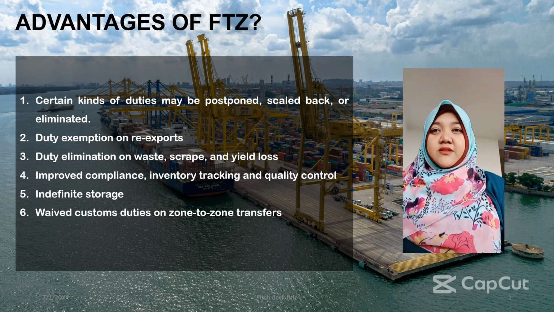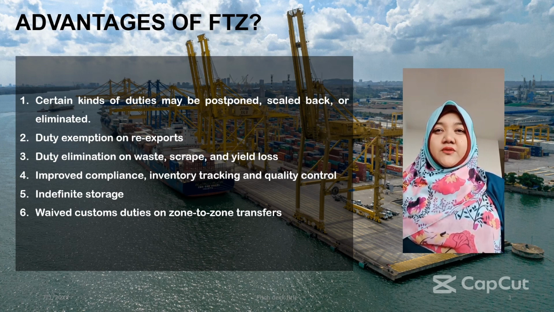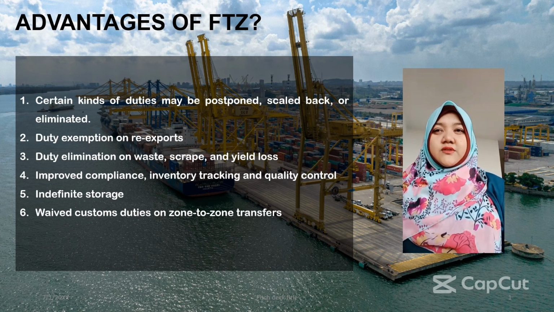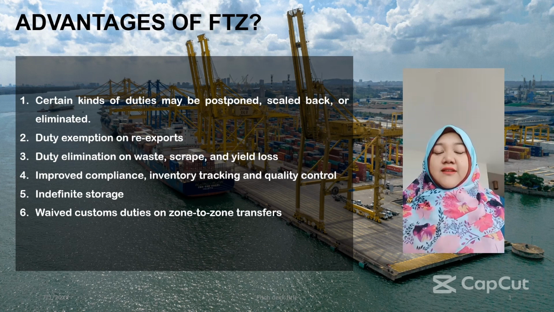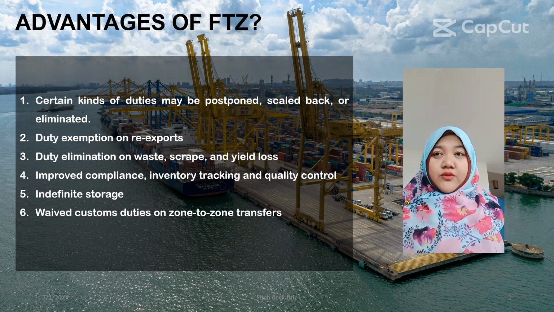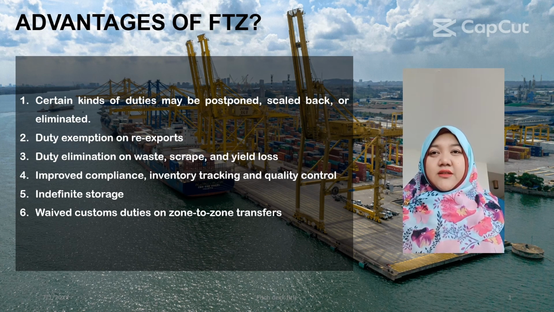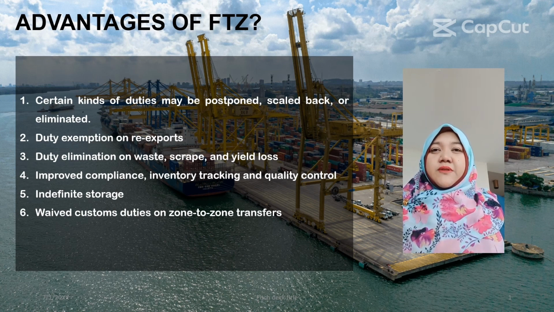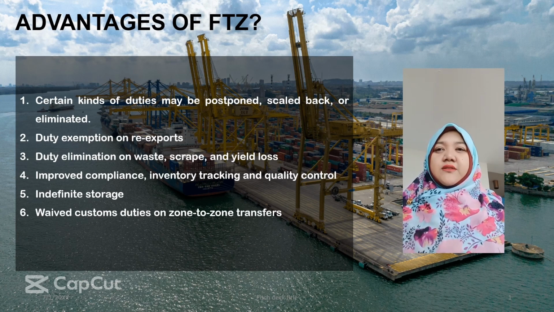The fifth one is indefinite storage. A company can hold its goods indefinitely in a free trade zone until a port opens or if there are quotas on the goods. Lastly is waived custom duty on zone-to-zone transfer. In Malaysia, transshipping activity can be managed in a free trade zone, saving money on manufacturing or processing costs. While businesses in Malaysia concentrate on using free trade zones for export, it is possible to cross-dock and move product between free trade zones without having to pay custom duties.